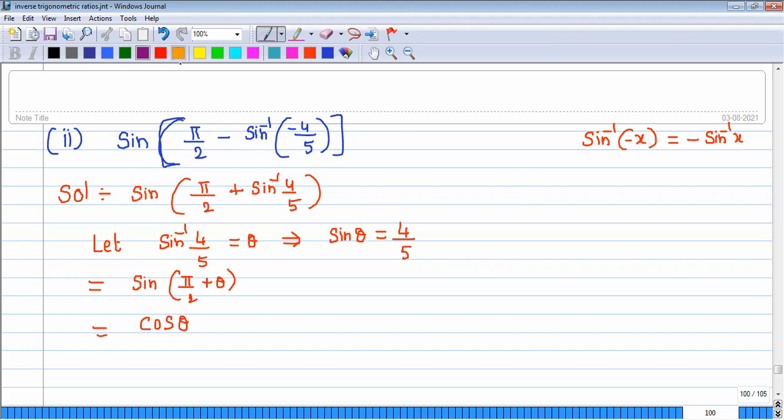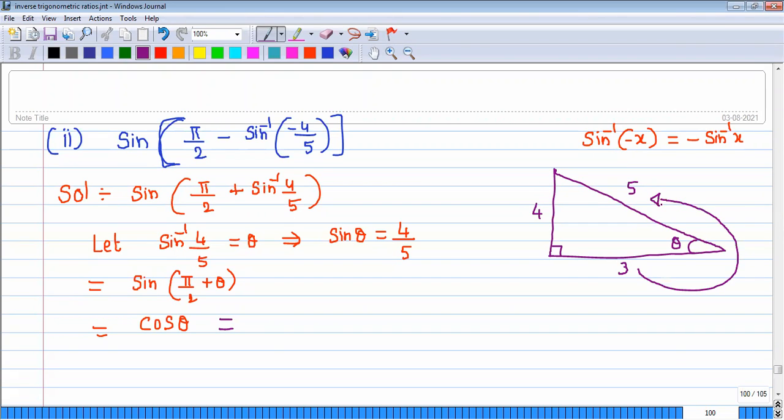Take the help of the triangle. So this is the right angle triangle. Theta. As per the definition of sine theta, opposite side 4, hypotenuse 5, obviously the other side is 3. What is cos theta from this triangle? Adjacent side by hypotenuse, 3 upon 5. Yes, absolutely correct, your answer.